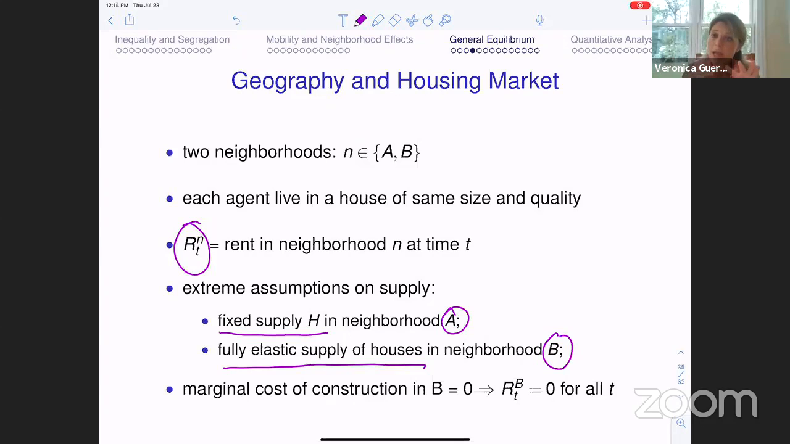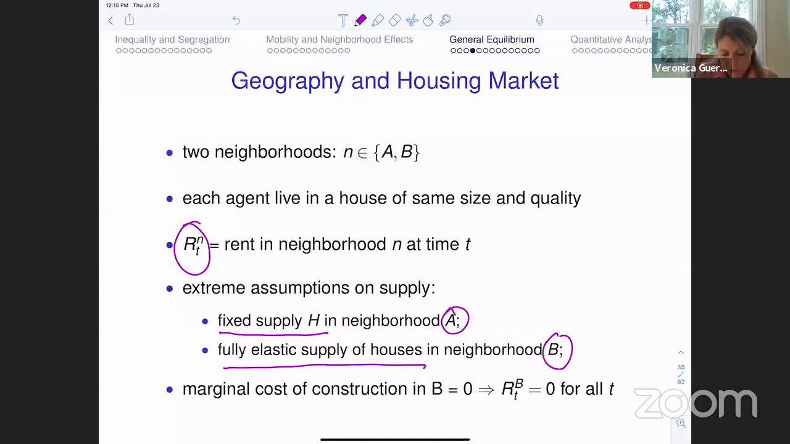Of course, you could have a more general, upward sloping supply of houses with some elasticity in both neighborhoods, and the model would go through. The only thing you cannot have is both neighborhoods being fully elastic, because our mechanism of segregation is based on this general equilibrium effect on prices. House prices need to respond to people that want to move to the neighborhood, so we need some form of inelasticity in at least one of the neighborhoods.